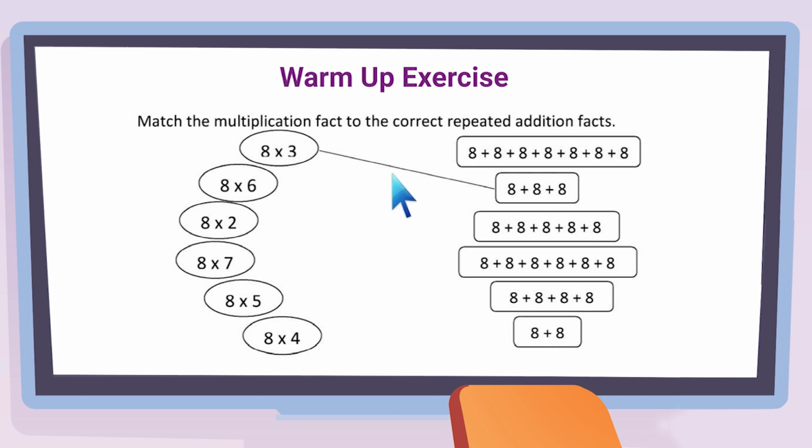In fact, if we multiply 8 by 3, the sum of that multiplication will be the same as the sum of 8 plus 8 plus 8.